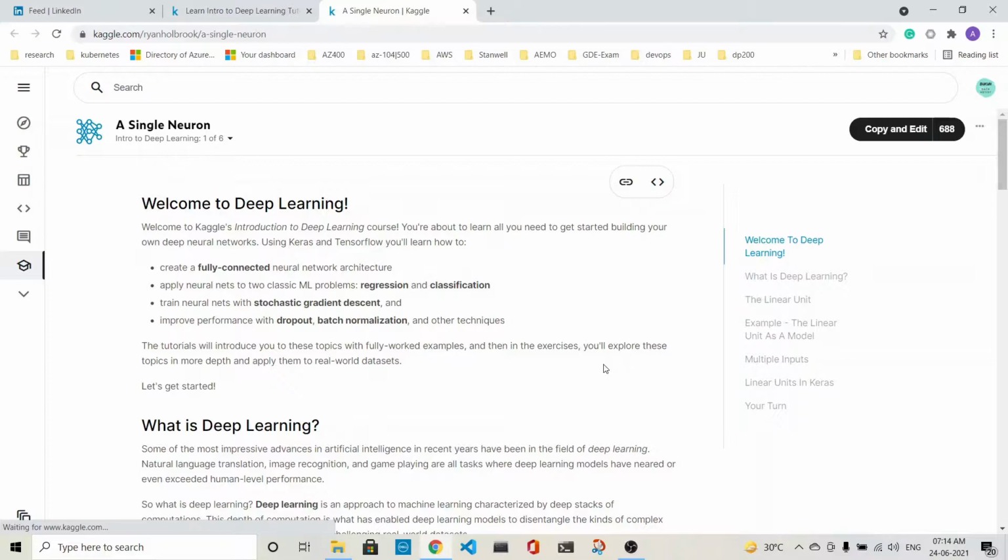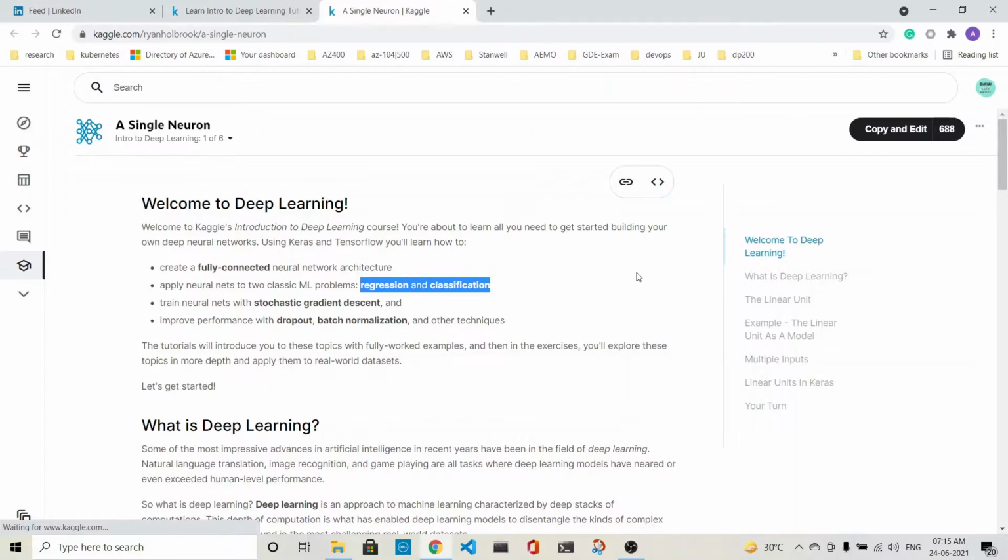We will discuss here a single neuron. In this first video of the deep learning course, what we will do is create a fully connected neural network. We will apply neural nets to two classic ML problems, regression and classification. We'll train neural nets with stochastic gradient descent. We'll improve performance with dropout, batch normalization, and other techniques.